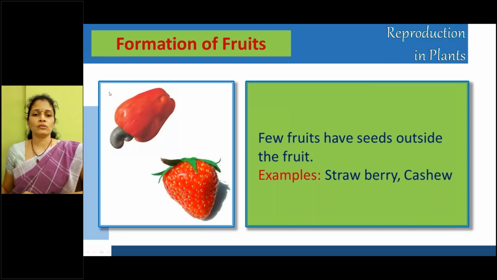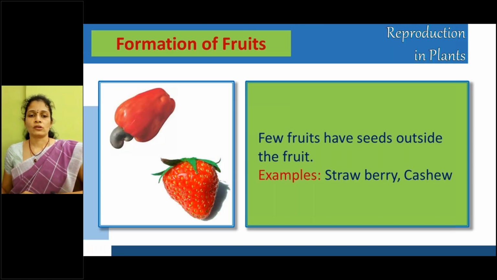Now look at this picture, children. Can you recognize which fruit it is? Okay, if you don't know the fruit, recognize the seed, children. Which seed is it? It is cashew. Kaju. It's also called kaju. Now see, this is a seed. Where is it present? Is it present inside or outside? Outside. This fruit has seeds outside it.